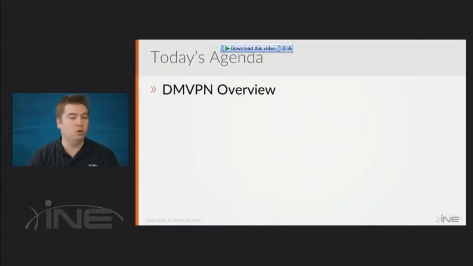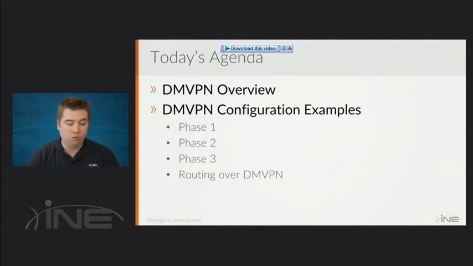Today's agenda, like I mentioned, we're mainly going to be focusing on dynamic multipoint VPN. I'll spend some time talking about the overall theory of DMVPN. What is it? What are its use cases? Why would you specifically want to use it? And then we'll talk about the configuration, go through a bunch of examples on the command line, look at the configuration differences between DMVPN Phase 1, Phase 2, and Phase 3, and then most importantly, talk about how our Layer 3 routing protocols behave over DMVPN versus different types of other topologies.